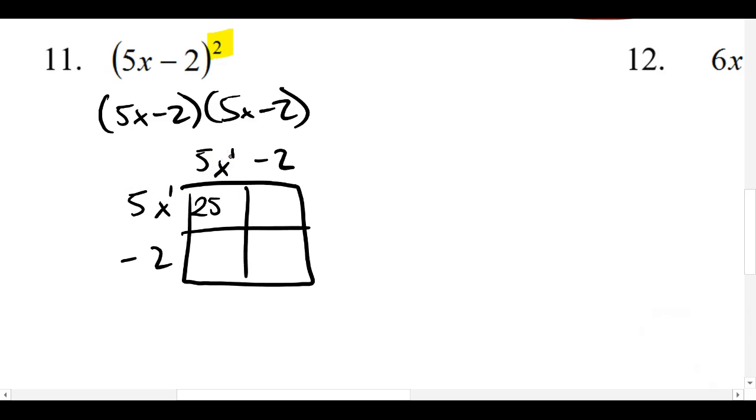Because remember, if there's no number or no exponent there, that means there's just a 1. And then we add them, so 1 plus 1 is x squared. And then here, we'll have 2 times 5. And don't forget, there's a negative, so it's negative times a positive. And then we also multiply the x. And then here we have 5x times negative 2, which is the same thing, so it's also negative 10x. And then we have negative 2 times negative 2, well, that's 4. And negative times a negative equals a positive.